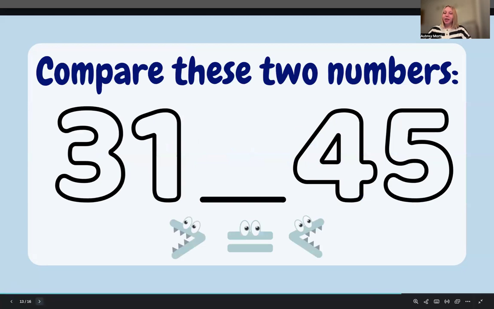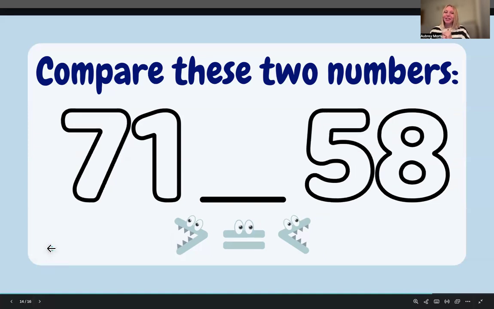Okay, so in your pairs, you guys are going to decide which symbol goes in the blank. So 31, is it greater than, less than, or equal to 45? All right, show me your boards. Perfect. 31 is less than 45. Great job, guys. Make sure you erase the symbol that is on your board right now before we move on to the next question.